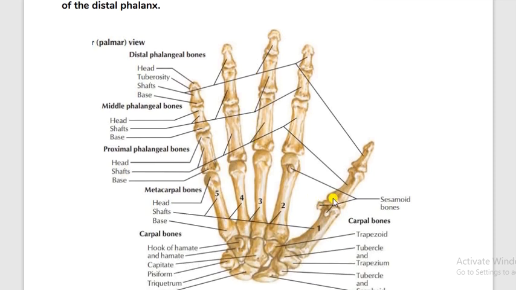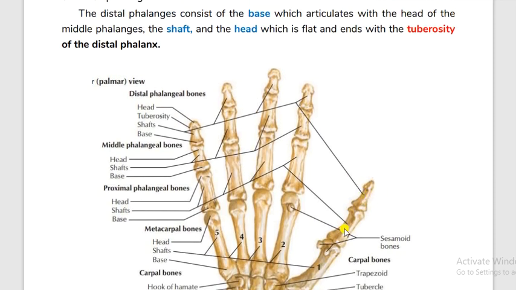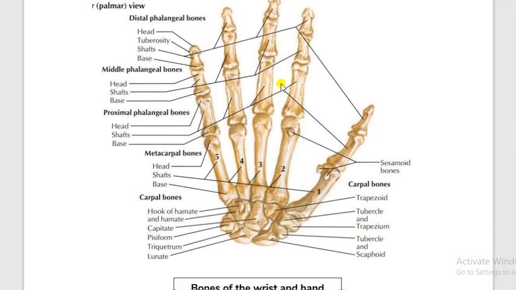So it's important to know that this is the thumb here. The thumb has only 2 phalangeal bones, proximal and distal. The index finger, the second finger, has 3 phalangeal bones: the proximal, the middle, and distal phalangeal bones. And then there is the middle finger, which also has 3 phalangeal bones. The fourth finger also has 3 phalangeal bones. And then there is the small finger, the pinky, which also has 3 phalangeal bones: proximal, middle, and distal.